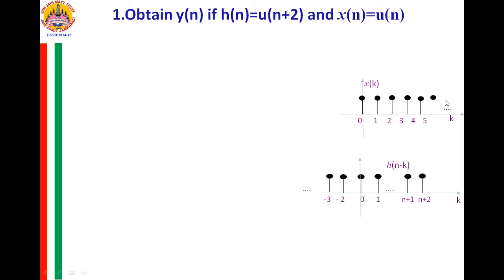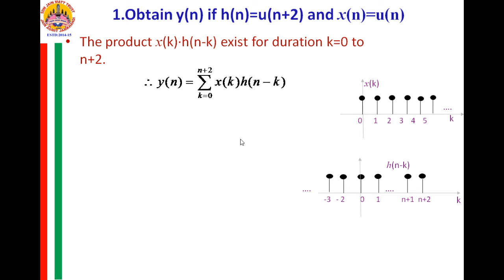Because these both are infinite duration signals, we go on shifting this h of n minus k to the right side, we multiply this with x of k and h of n minus k, evaluate this multiplication, and add the samples of the product signal. So, as per this convolution sum expression, y of n is equal to summation k varying from 0 to n plus 2, because this product exists from 0 to n plus 2. So, the two signals overlap from 0 to n plus 2, x of k into h of n minus k.